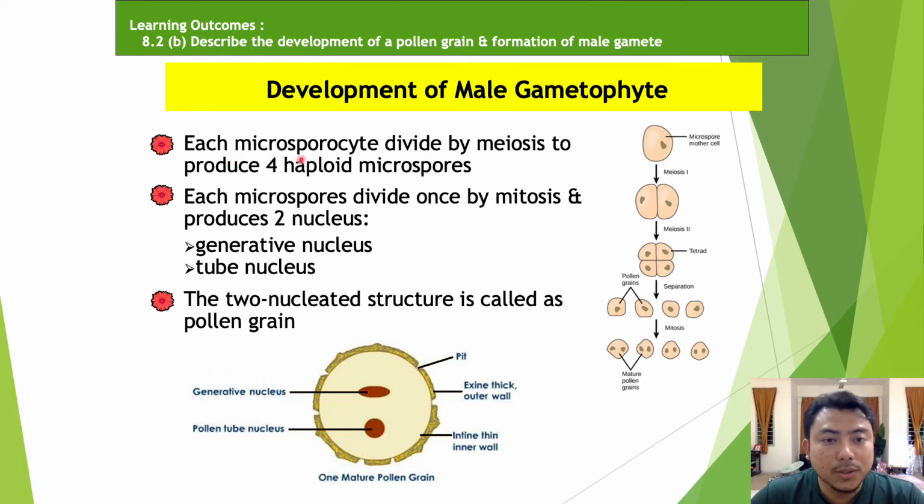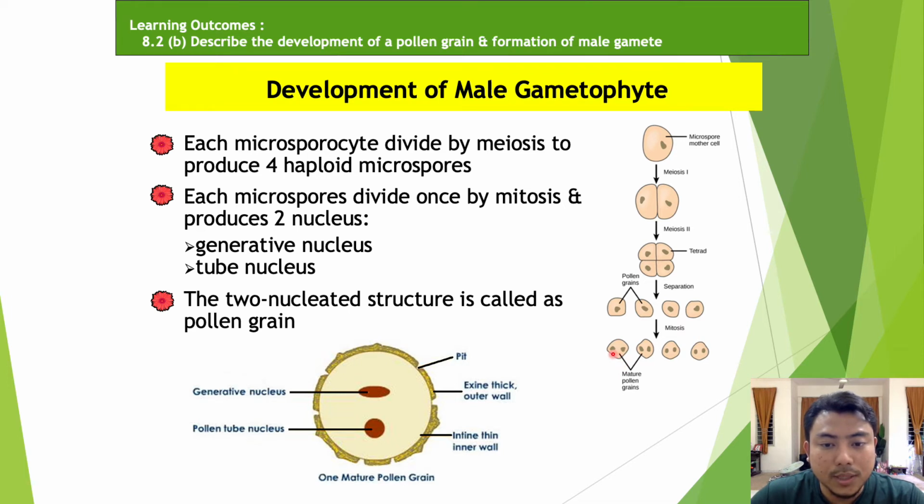So each microsporocyte divides by meiosis to produce 4 haploid microspores. So we have here the microspore mother cell, also known as the microsporocyte. It will divide by meiosis to produce 4 haploid microspores here. Each microspore then divides by mitosis and produces 2 nuclei. So after that, each of the cells will have 2 nuclei inside the cell.